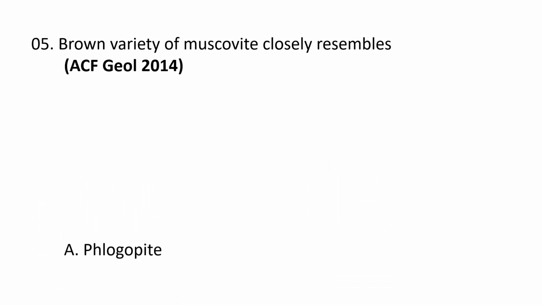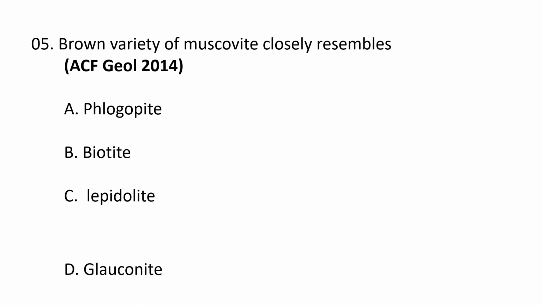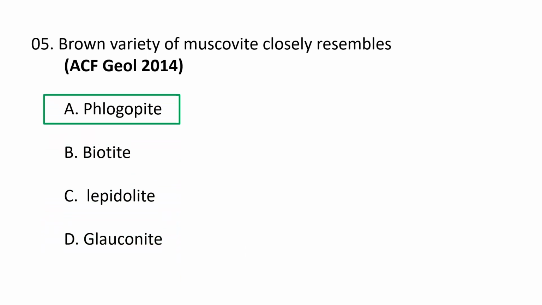Lepidolite. Next question. Brown variety of muscovite closely resembles A. Phlogopite, B. Biotite, C. Lepidolite and D. Glauconite. So brown variety of muscovite closely resembles phlogopite. Phlogopite is a yellow, greenish or reddish brown member of the mica family of phyllosilicates. It is also known as magnesium mica. So A is the correct option.